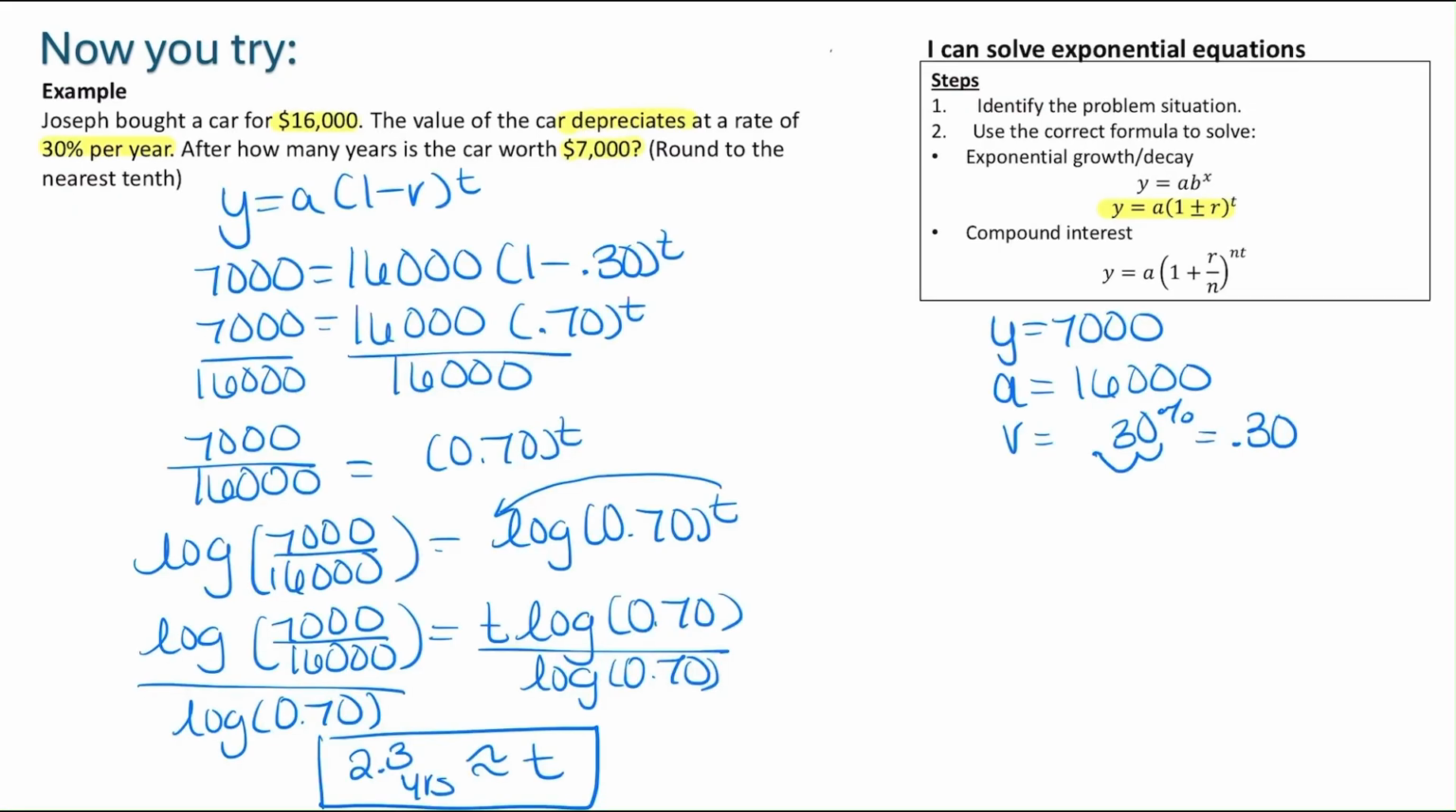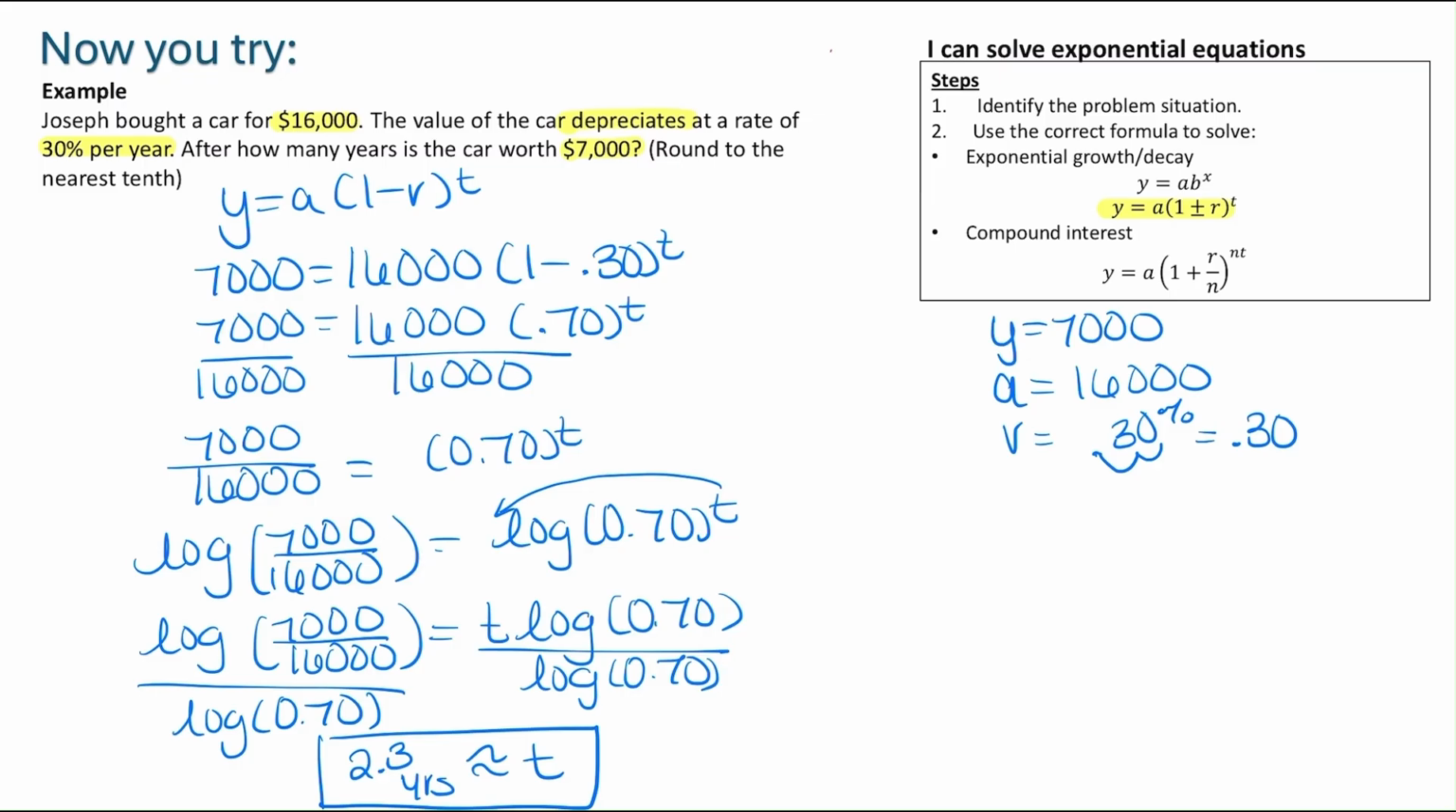Since Joseph bought a car for $16,000, that's going to be our starting value. The value of the car depreciates and we're given our percentage. So we're going to go ahead and write this as y equals a times 1 minus r to the t. After how many years is it worth 7,000 means our final value is 7,000. So we have 7,000 equals 16,000 times 1 minus 0.3 to the t.